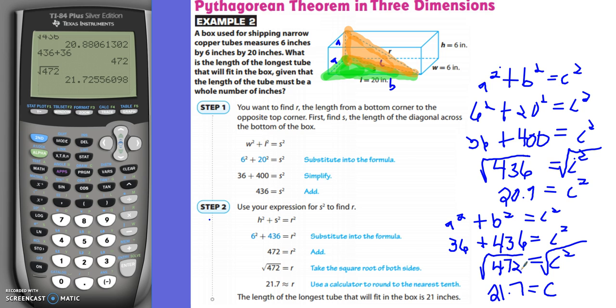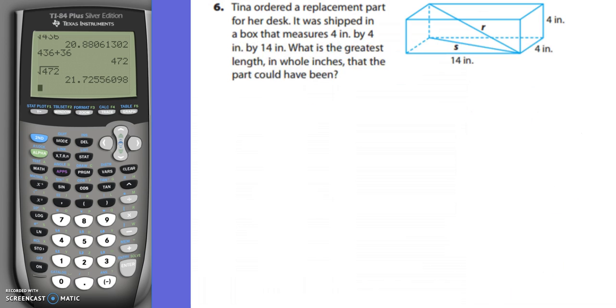Alright, let's take a look at the last one. Tina ordered a replacement part for her desk. It was shipped in a box that measures 4 inches by 4 inches by 14 inches. What is the greatest length in whole inches that the part could have been? So we're going to do the same thing that we did in the last one. First, we're going to look at this bottom triangle. We're going to call this A, B, and side C.